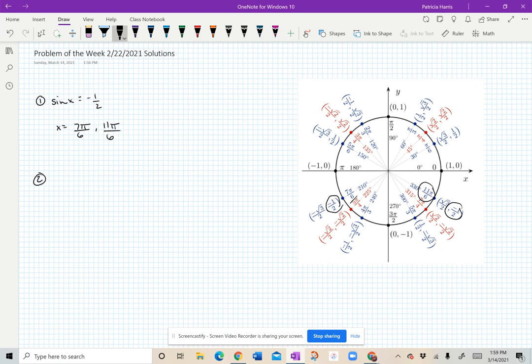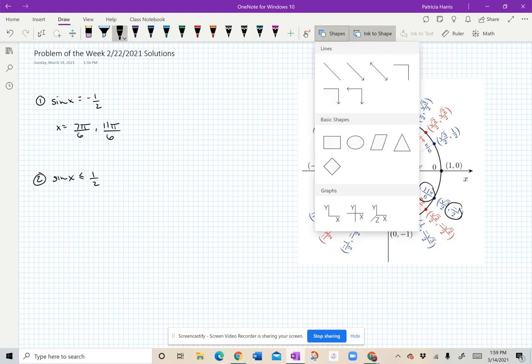Okay, so number two. All right, where is sine of x less than or equal to 1/2? So this is a slightly different question. And again, we're going from 0 to 2 pi. So what you might want to do with this one, instead of using the unit circle, is use a graph.